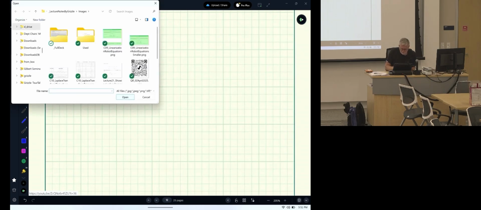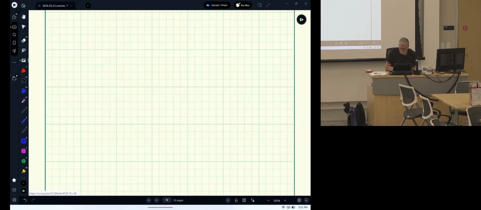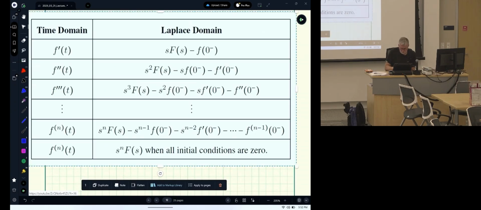Okay, so this is the second table that all engineers know.